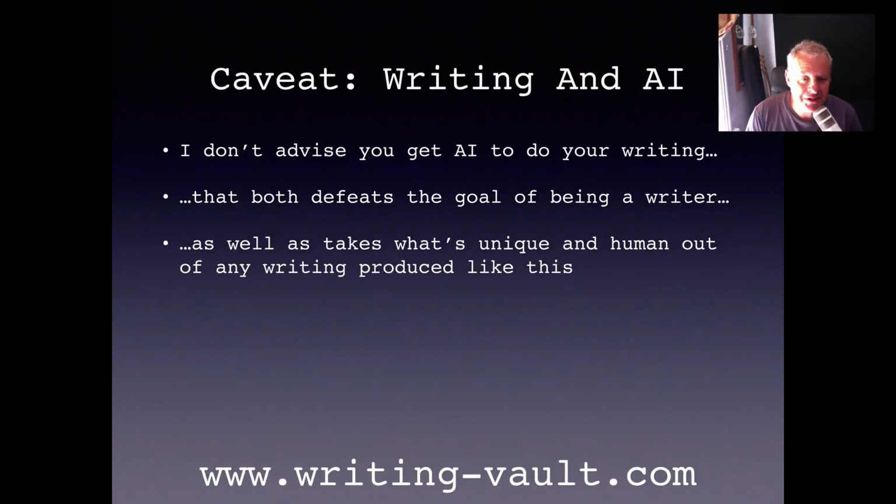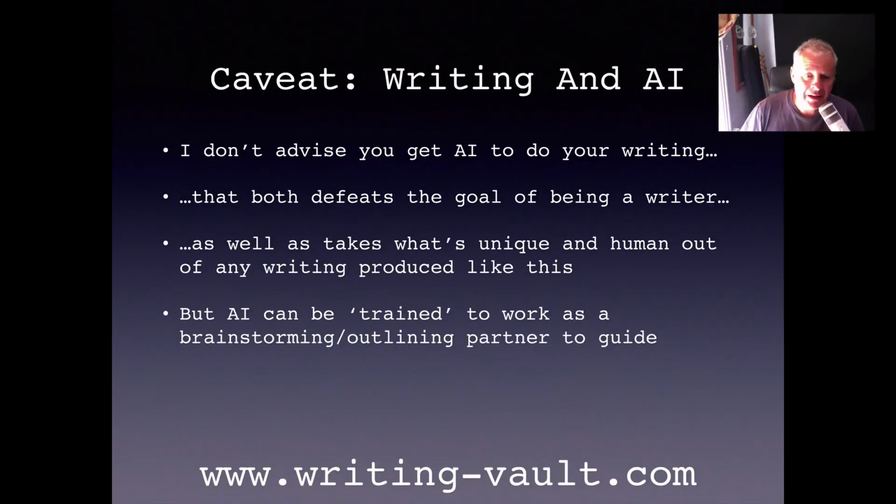So if you're going to write or get AI to do your writing for you, at least pay a ghostwriter to do it, not AI. At least you'll get something that's vaguely human, even if it's not very good. So I don't advocate the actual writing should be done with AI. But where AI is useful is you can train it to work as a brainstorming / outlining partner to help guide your process.